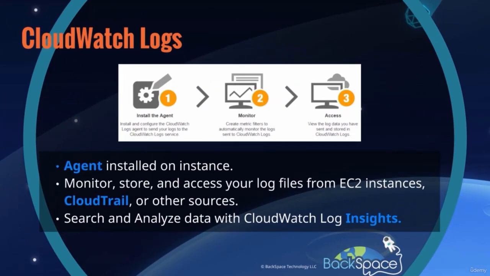CloudWatch Logs allows us to store the values of our metrics as a series of logs in a CloudWatch Logs file. To use CloudWatch Logs, you need to have the CloudWatch Logs agent installed on the instance that you are monitoring. That will allow you to monitor and store those logs and also access those log files readily of your EC2 instances, of your CloudTrail activity, and other sources that are compatible with CloudWatch Logs. Your CloudWatch Logs can be searched and analyzed quite easily using CloudWatch Logs Insights.